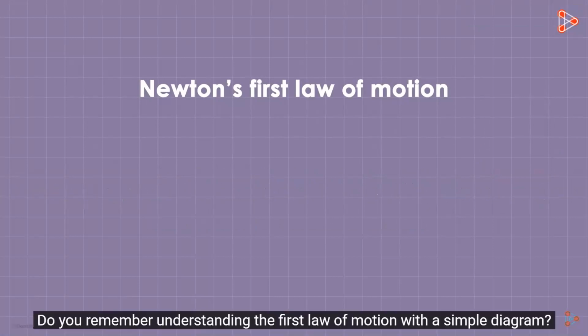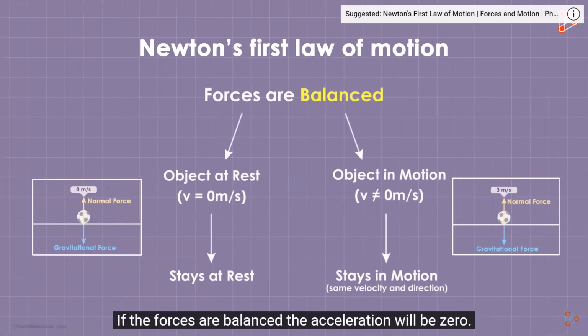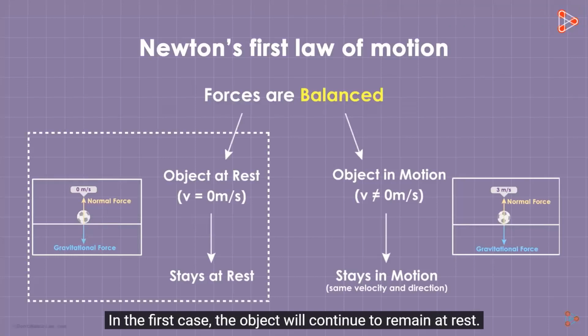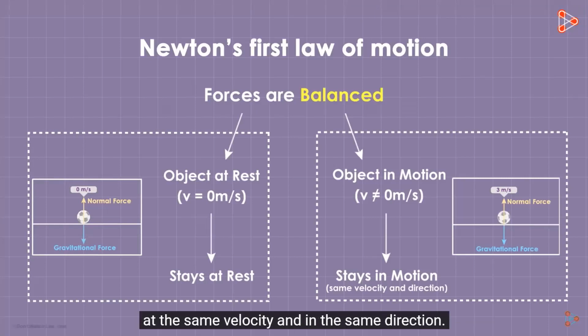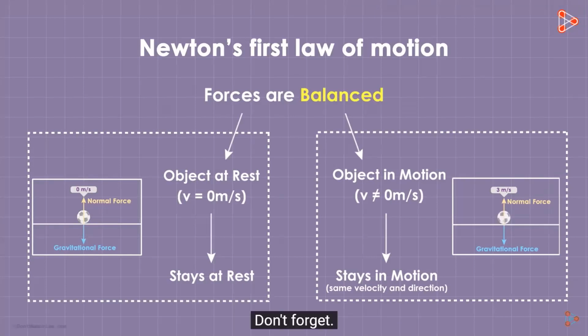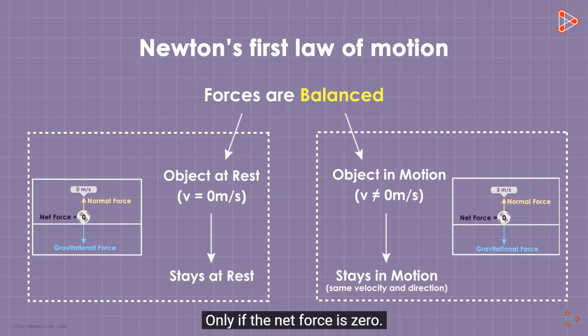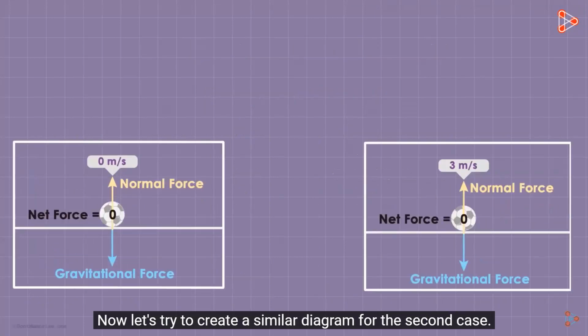Do you remember understanding the first law of motion with a simple diagram? If the forces are balanced, the acceleration will be zero. In the first case, the object will continue to remain at rest, and in the second, the object will continue to stay in motion at the same velocity and in the same direction. Don't forget, these two cases will remain true only if the forces are balanced, only if the net force is zero. Now let's try to create a similar diagram for the second case.